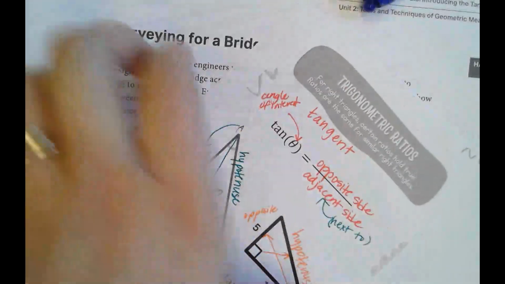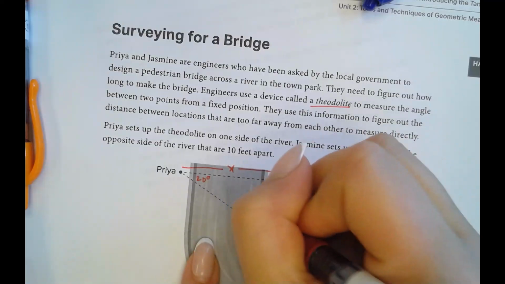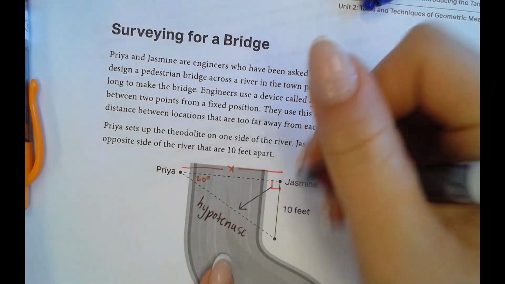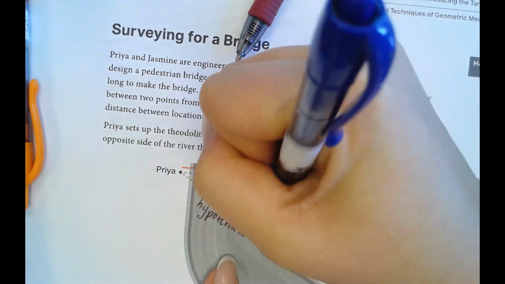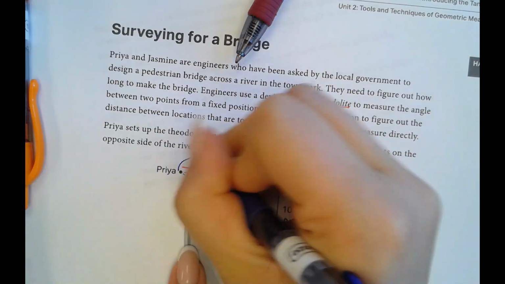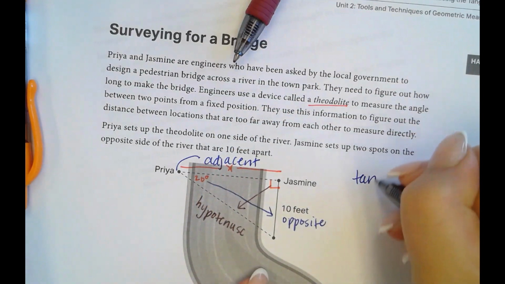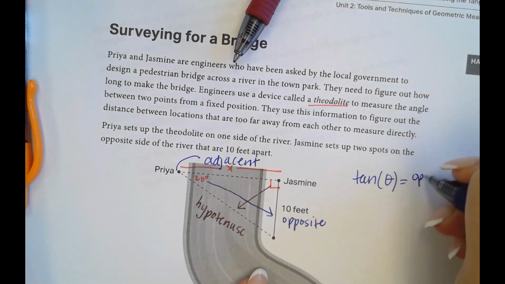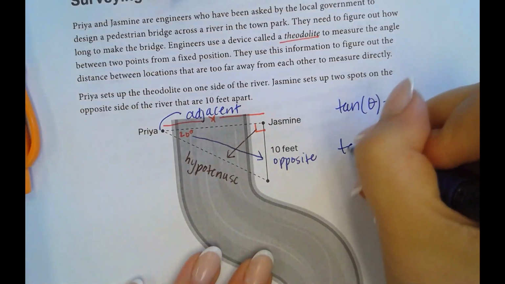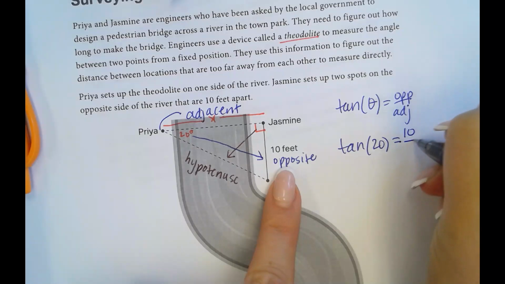So if I'm looking back at this here, first of all, my hypotenuse is always going to be my first one. So my hypotenuse is over here. And then across from the 20 is my opposite side. And then up here would be my adjacent side. So the tangent of my angle is going to be equal to the opposite over the adjacent. So the tangent of the 20 degrees is equal to 10 over x.